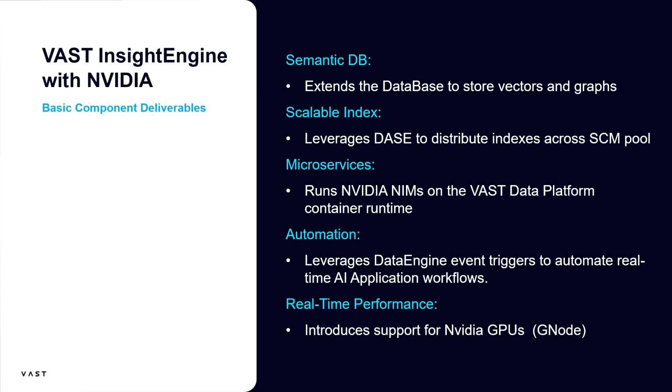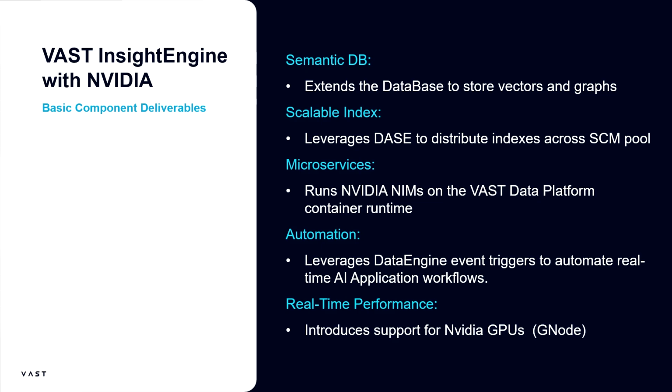So this starts to talk about the Vast Insight Engine. Essentially, we're taking a concept which is the Vast database, which we already have, a tabular database that sits on our platform and allows you to make references to data in an unstructured data lake. But we're going to extend that to support vectors and graphs. That will be a very powerful feature. It's not available yet, but it'll be available early 2025. So this is roadmap stuff.